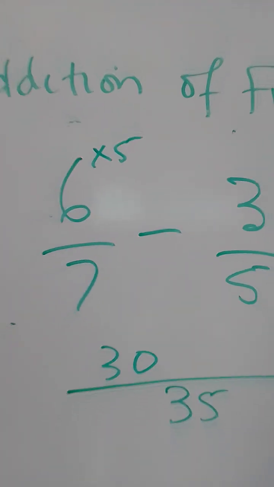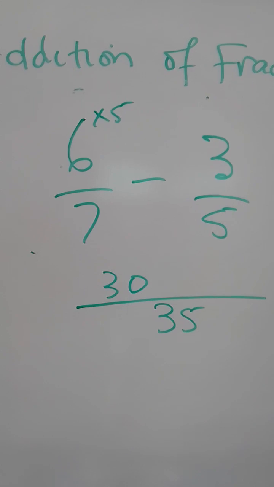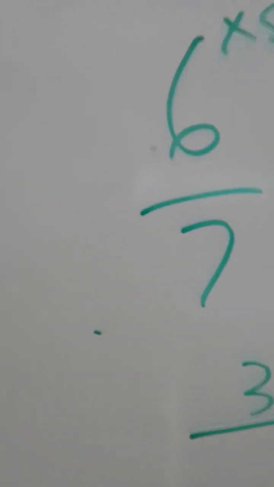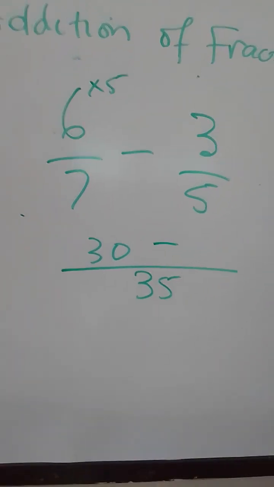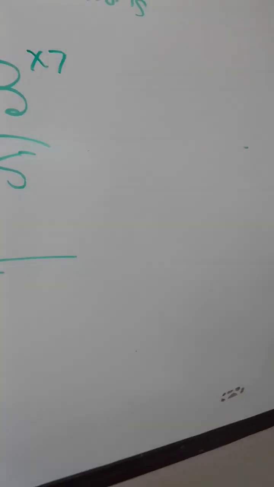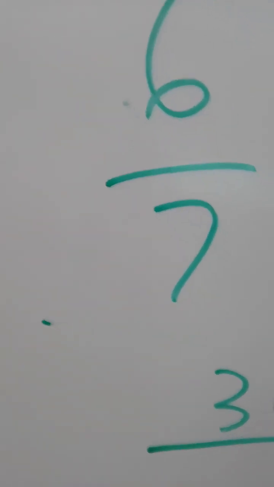And 7 into 35 is going to go 5 times. And what is 5 times 6? 30. 5 times 6 is 30. Take away 5 into 35, which is going to go 7 times. And what is 7 times 3? 7 times 3 is 21.